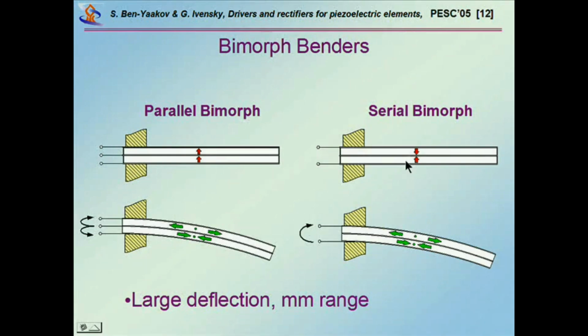And this can be done also with the opposite polarity of the polarization. Of course, the electrical signal that you feed in should be properly oriented as far as the polarization goes, and of course in this case you have bending.